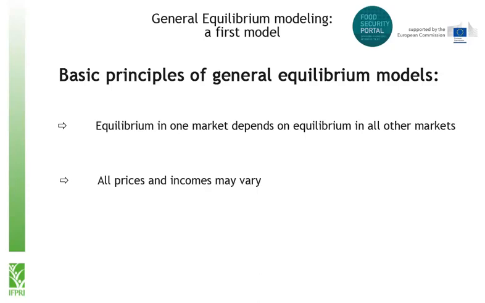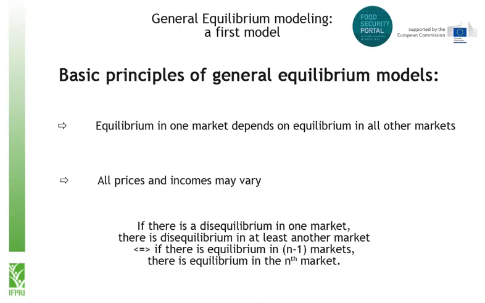An implication of that, which is really important, is the fact that if there is one market in disequilibrium, it means that there is at least another market which is also in disequilibrium. Why? Because if one market is in disequilibrium, there will be an equilibrium process in this market by variations of price.